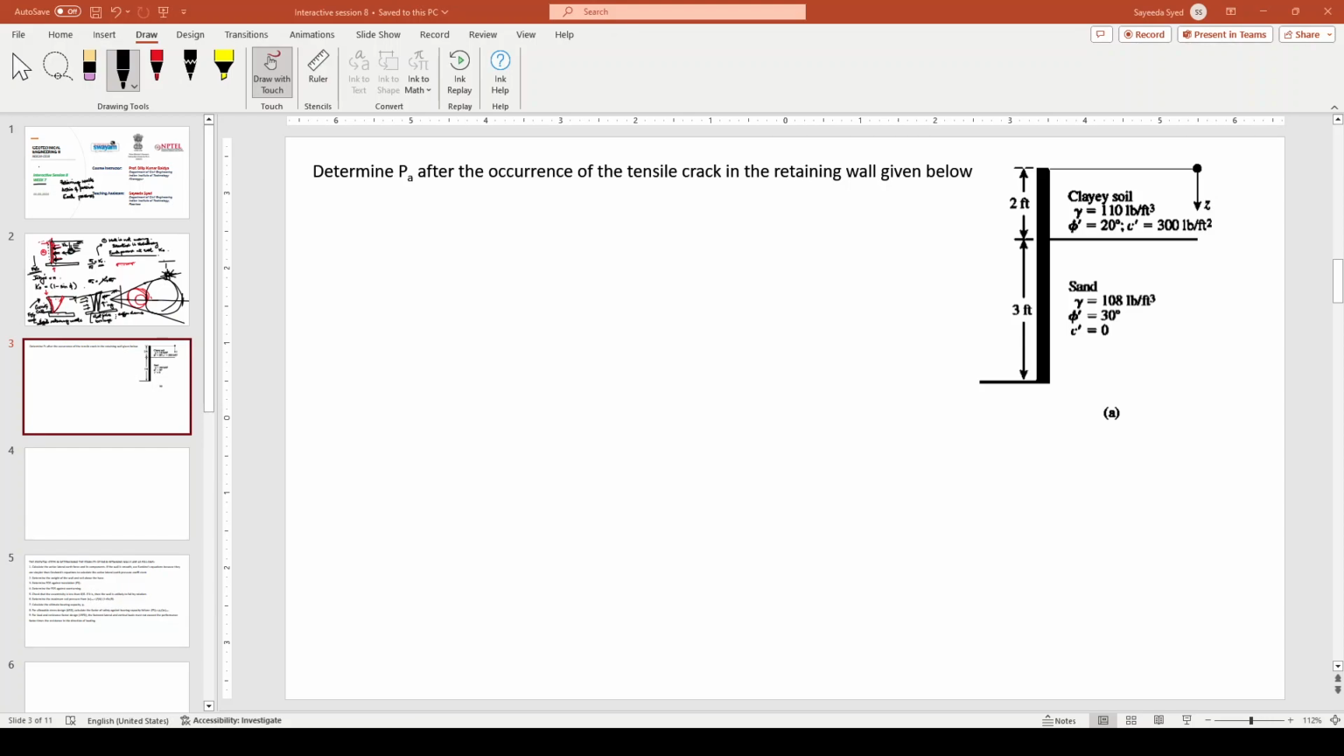So for the upper layer, Ka will be equal to (1 minus sine phi) over (1 plus sine phi), which is equal to (1 minus sine 20) over (1 plus sine 20). This comes out to be 0.49.